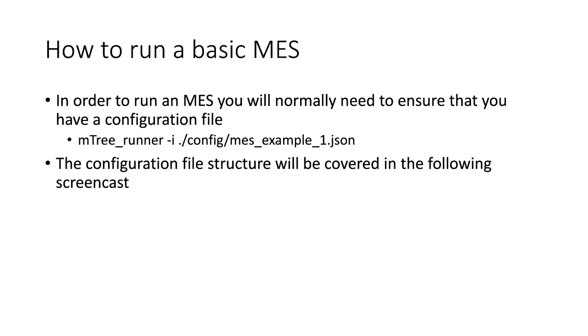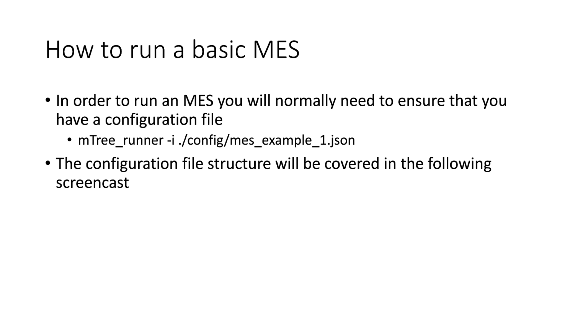We're going to go over one more time how to run a basic MES, and then we'll go into a little bit of code. So in order to run an MES, you will normally need to ensure that a configuration file is available. In the case of the examples, there is one available there. We will discuss it in a moment, but you would just run mTree runner and then -i, which indicates which config to run. And then it will simply run that, and the log will be the mtree.log file in the directory.